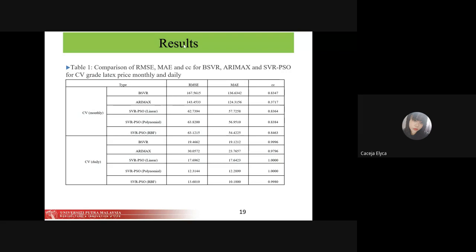Here is the result for the latex price, monthly and daily, using different types of algorithm, which are BSVR, Arimax, and PSO-SVR, which uses three types of kernel function: linear, polynomial, and RBF. This is RMSE, root mean square error, MAE, and this is the correlation coefficient. Correlation coefficient means the correlation between the predicted result and the real result.